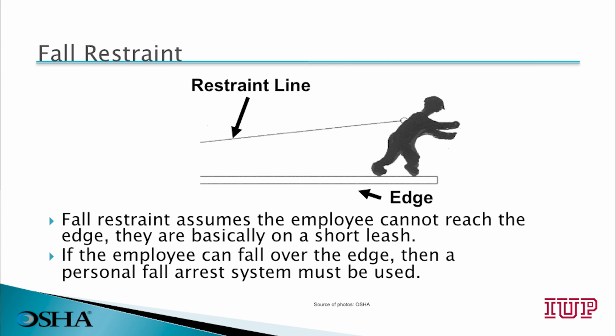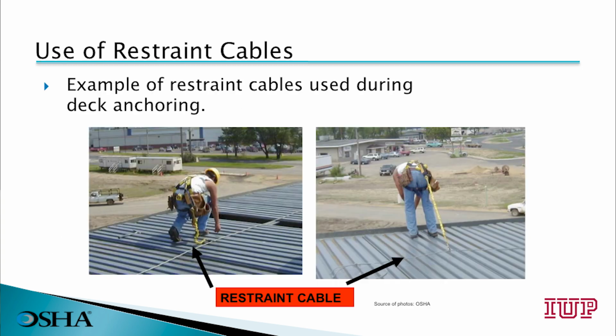A fall restraint system assumes that the employee cannot reach the edge. Essentially, it's like a dog leash. If the employee can fall over that edge, then a personal fall arrest system must be used. Here's an example of restraint cables being used during deck anchoring.